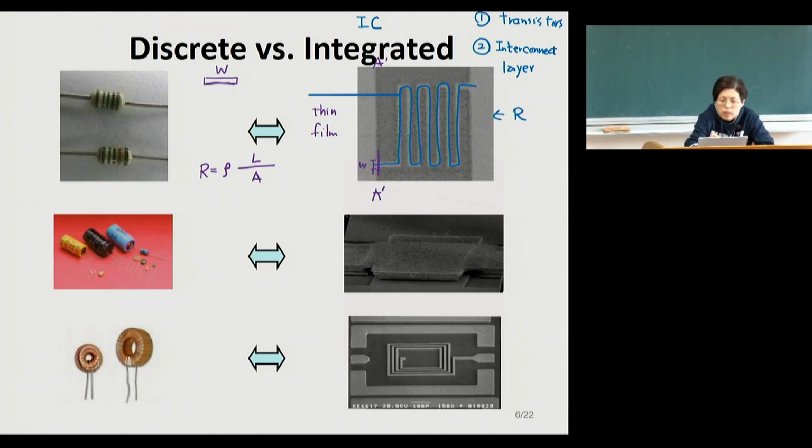W. And the thickness of the film will then be a fixed level because we know that they're always the same thickness. T is the thickness.